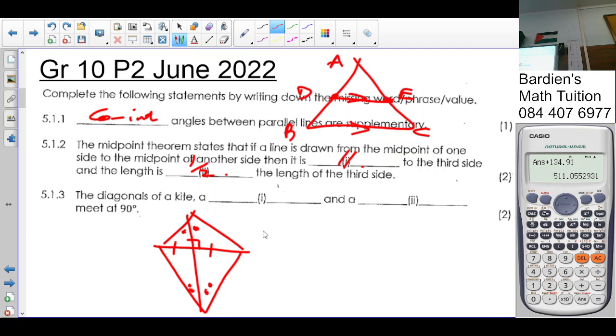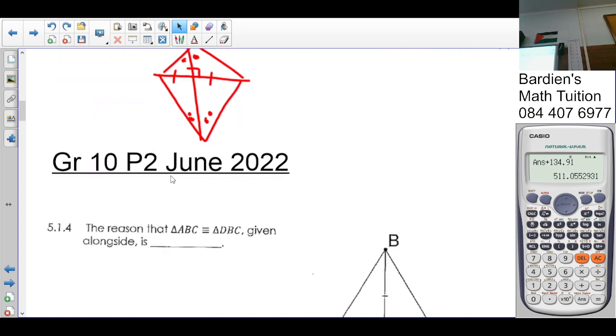So the diagonals of a kite, A and A, meet at 90 degrees. The diagonals of a kite, a square. Oh, a square, my word. And a rhombus. Sorry. The diagonals of a kite meet at 90. Nice. One day I'm going to be just like you, no? Just not today.